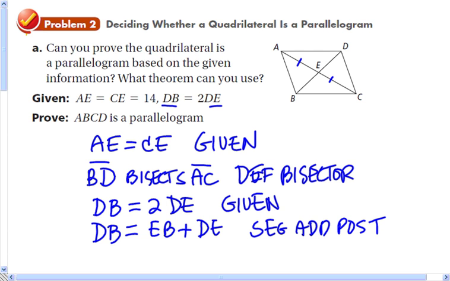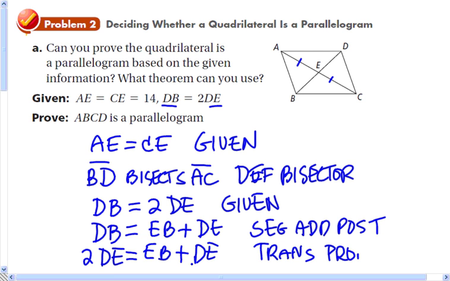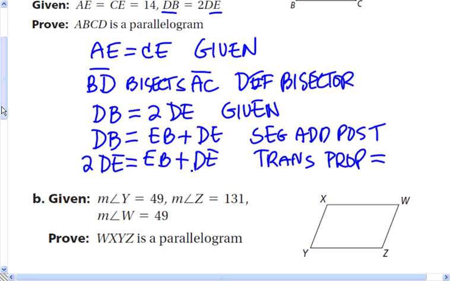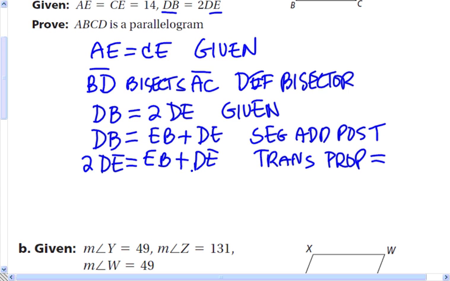Then putting those two together using the transitive property, we get that 2 times EB is equal to EB plus DE. Again, that's the transitive property of equality. And now we can say that DE is equal to EB just by subtracting DE from both sides. So the subtraction property of equality.